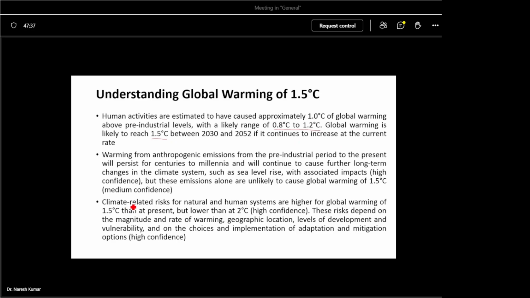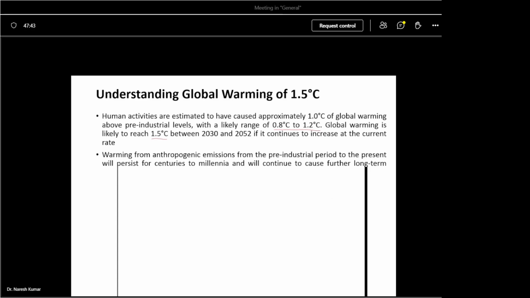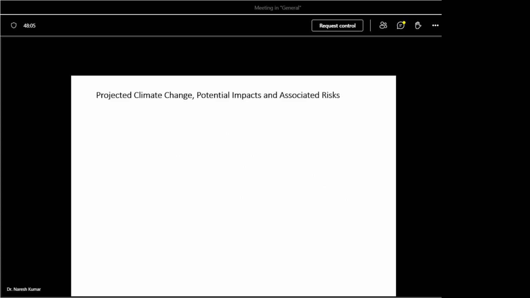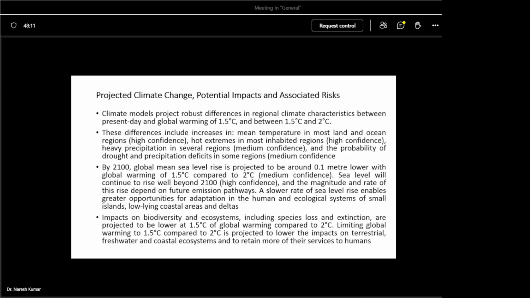So that means when we are talking about these climate-related risks for natural and human systems, they are higher for global warming of 1.5 degrees Celsius than at present, but lower than at 2 degrees centigrade. So the overall target is this. But if we are not able to meet this, then it has to be lowered further. The same thing I mentioned: the difference between an increase of 1.5 degrees Celsius versus 2 degrees Celsius.